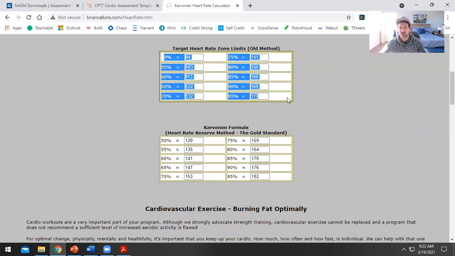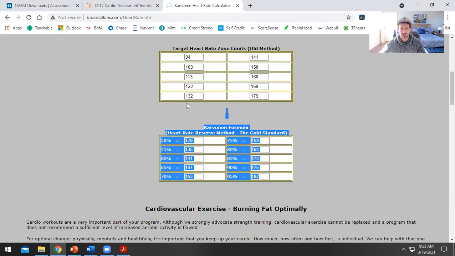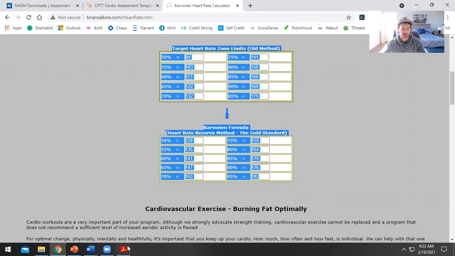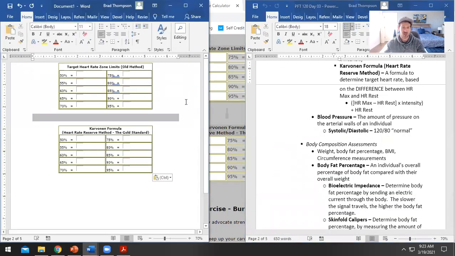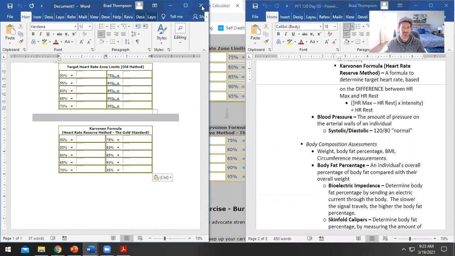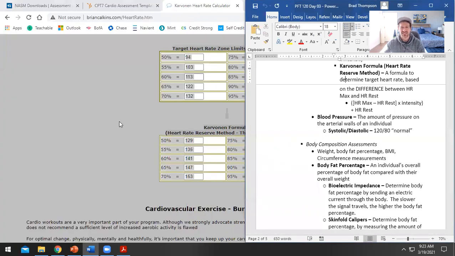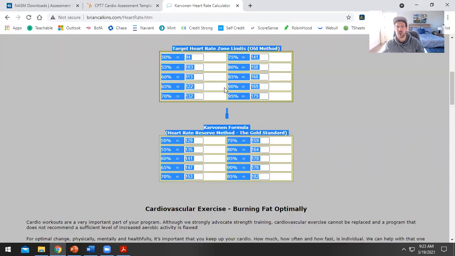I don't know why this is quite like this. Let's see if I can copy this. Actually, let's see if I can copy this whole thing. We'll pull this onto Microsoft Word. It'll be a little easier to see, maybe. There we go, except this disappeared. All right, didn't work.